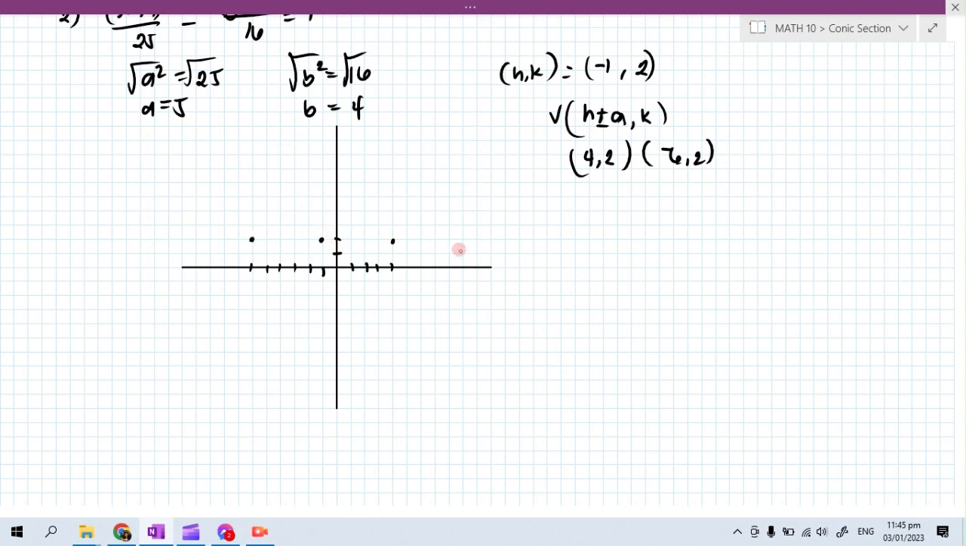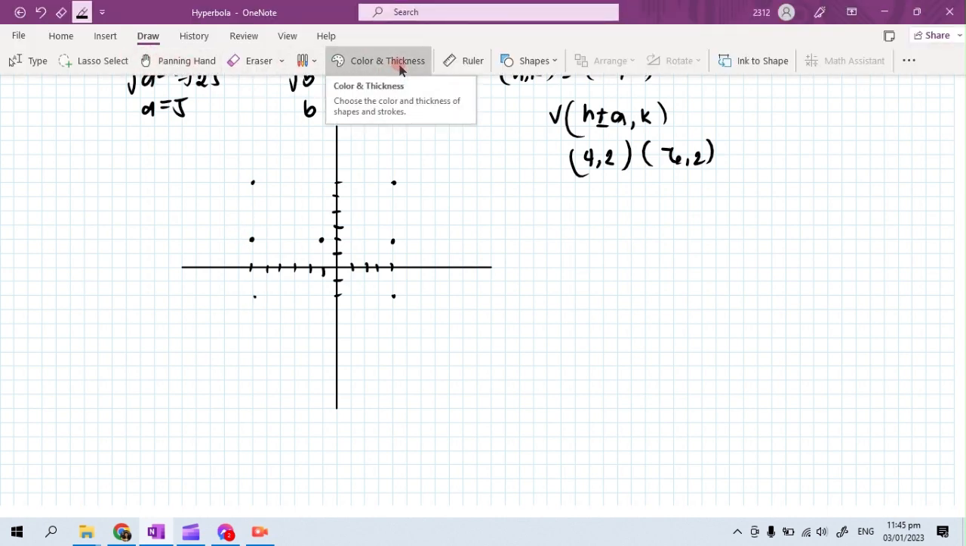Now, next we need to rise by 4 points and go downward by 4 points. This is to graph our asymptotes. So 1, 1, 2, 3, 4, 1, 2, 3, 4. Then here, here, here, and here. Now let's first graph our asymptotes.